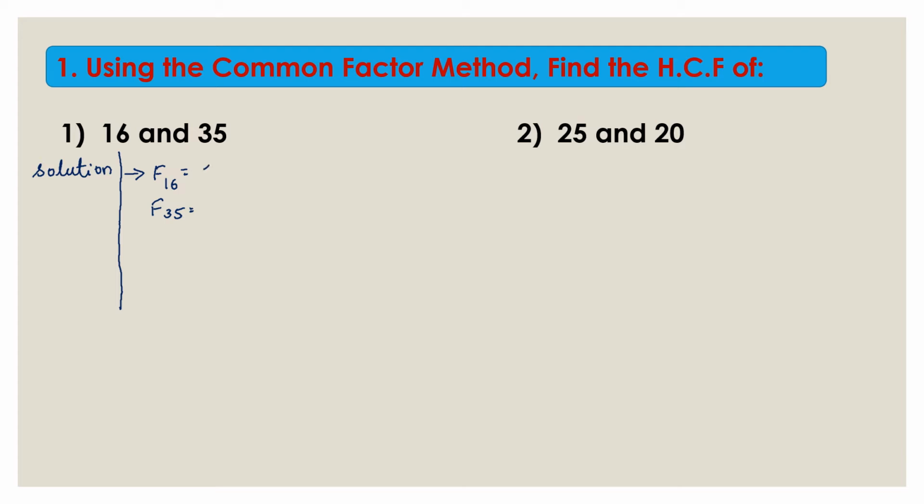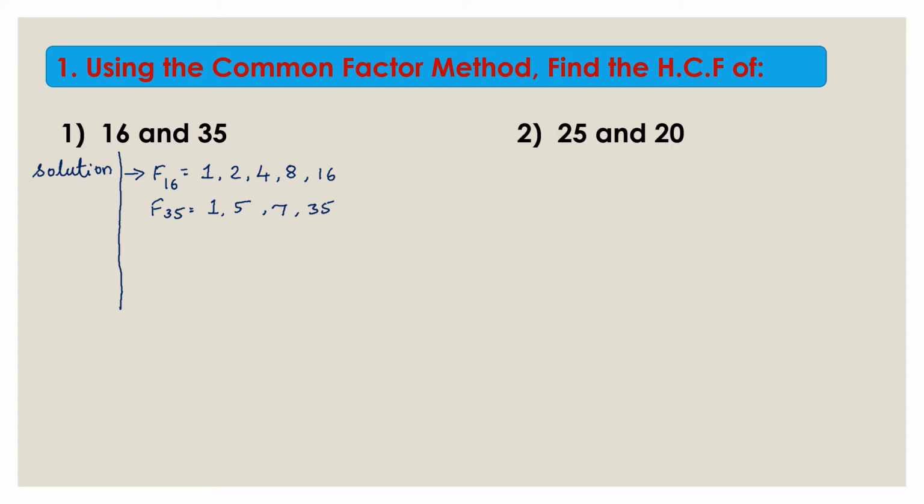Factors of 16: 1, 2, 4, 8 and 16. And factors of 35: 1, 5, 7 and 35. These are the factors of 16 and 35. Factors means you should write the numbers that divide 16 completely. And here you should write the numbers that divide 35 completely.